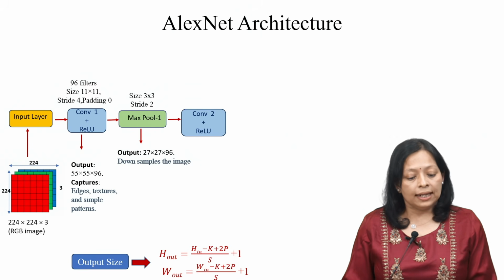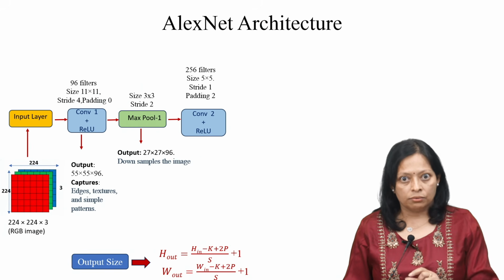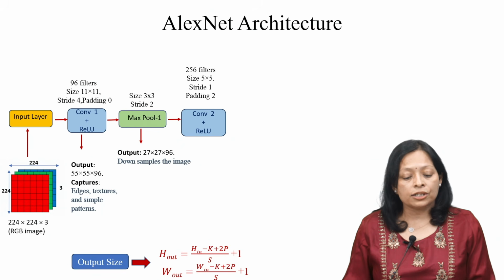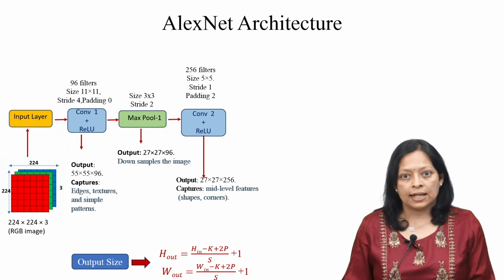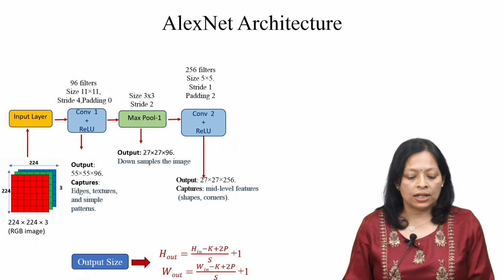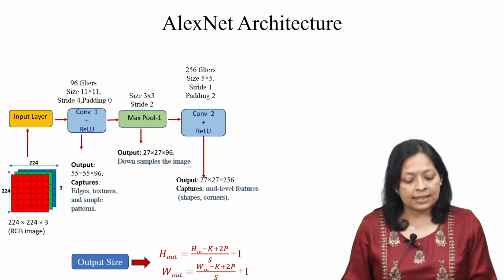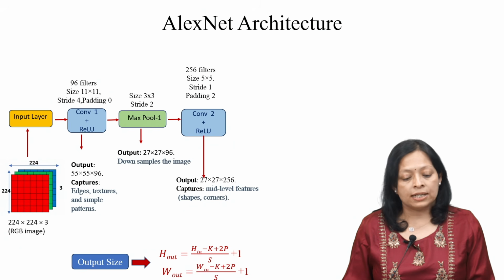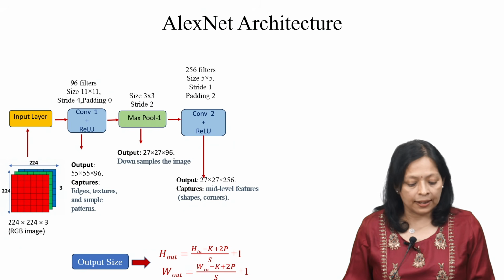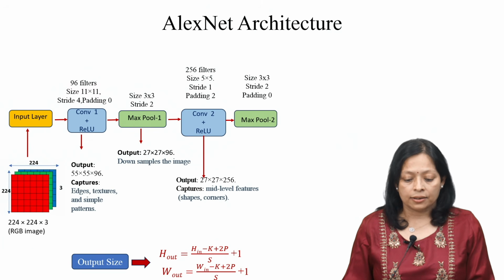Then this output goes to conv2 plus ReLU. This convolution layer has 256 filters of size 5 cross 5, stride 1, padding 2, and the output size of the feature map generated is 27 cross 27 cross 256, because the same spatial dimensions are kept as maxpool1, and 256 comes from the number of filters. It captures mid-level features like shapes and corners.